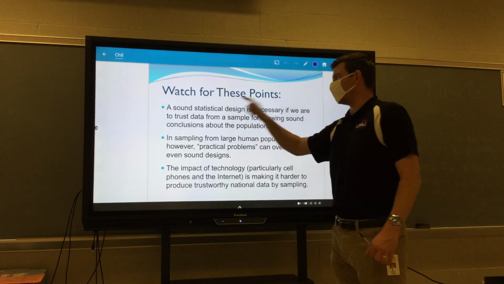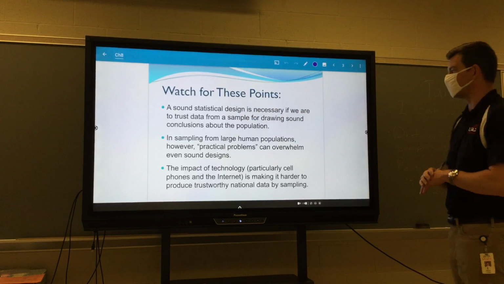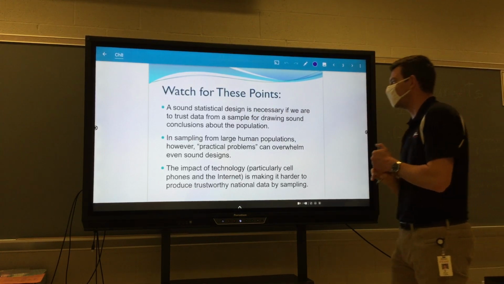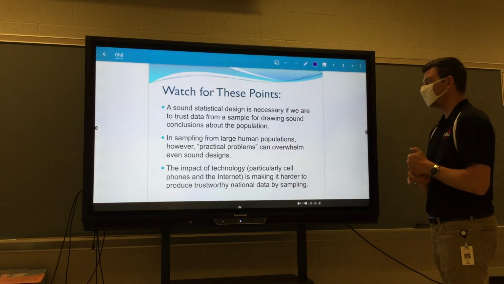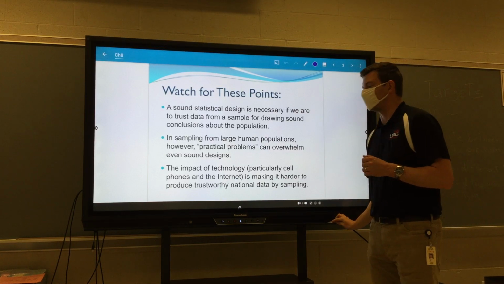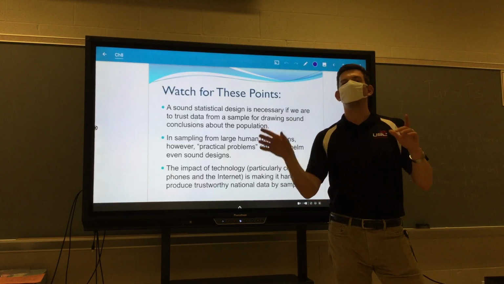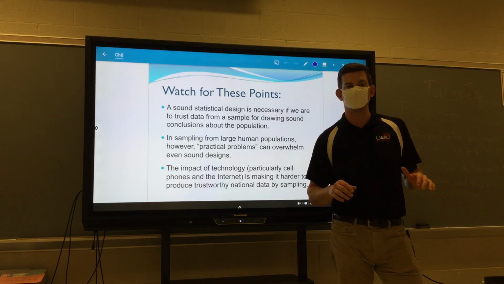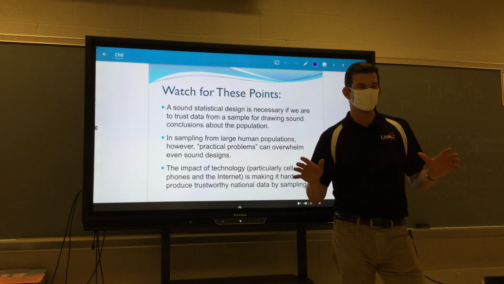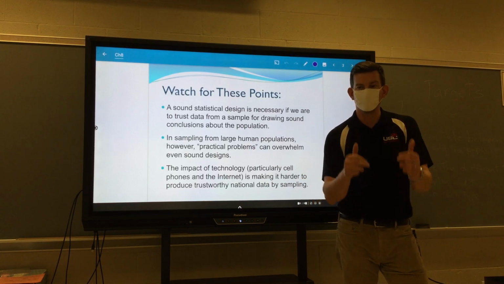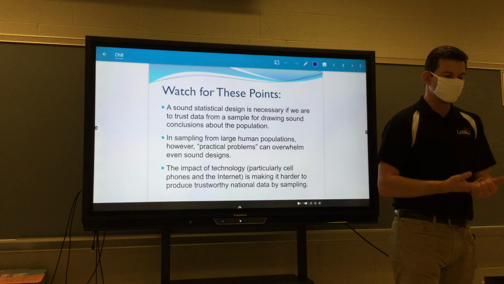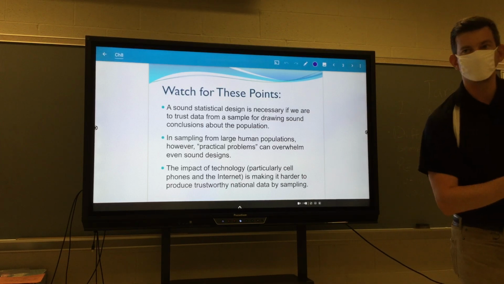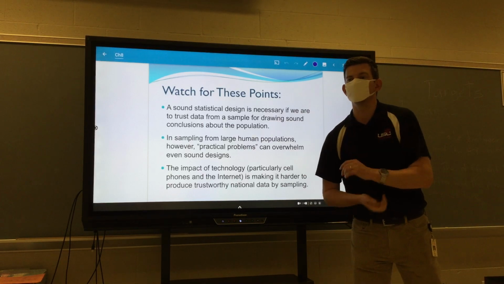One thing to consider, watch out for these points. A sound statistical design is necessary if we are to trust the data from a sample for drawing sound conclusions about the population. All of that stuff that we talked about in our first unit is worthless if we are working with bad data. The accuracy of our data is critical for the conclusions that we want to draw.